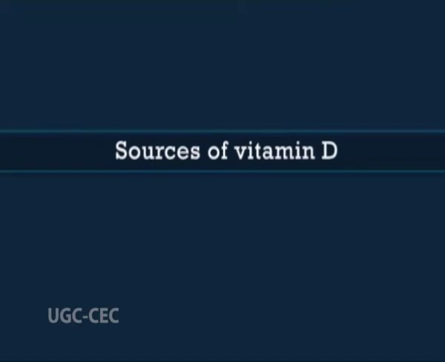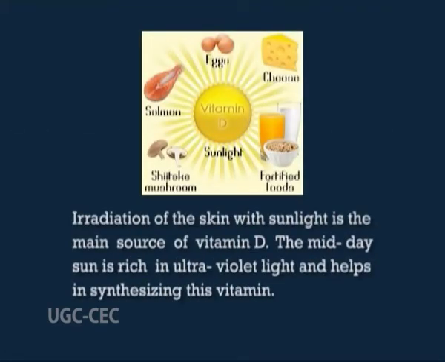We'll see the sources of vitamin D. Irradiation of the skin with sunlight is the main source of vitamin D. The midday sun is rich in ultraviolet light and helps in synthesizing this vitamin. Foods are not a good source of vitamin D. It is found in small quantities in liver, egg yolk, milk, butter, and ghee. The richest source known is fish liver oil. Fish liver oil does not form part of the diet and has to be taken as a supplement. Some brands of butter are fortified with vitamin D.